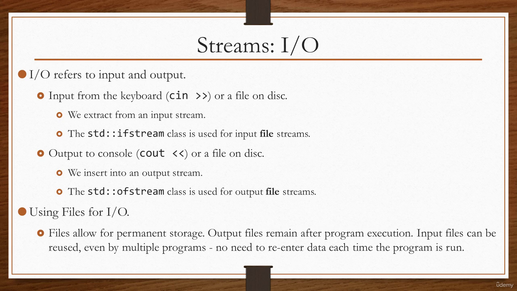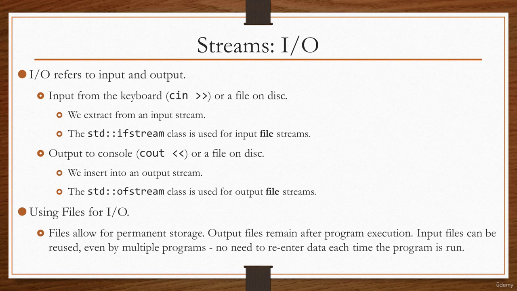Alright, so streams and I/O referring to input and output. We can do input from the keyboard as we've seen using the cin stream, and we can also do input from a file on disk. Now the standard ifstream class is used for input file streams, and as with the cin stream we can use the stream extraction operator to extract from an input file stream, as we'll see. We've also seen that we can do console output using the cout stream. Now we can also do output to a file on disk. Alright, so we insert into an output stream, and the standard ofstream class is used for output file streams. And as with the cout stream, the stream insertion operator is overloaded to work with the ofstream object.